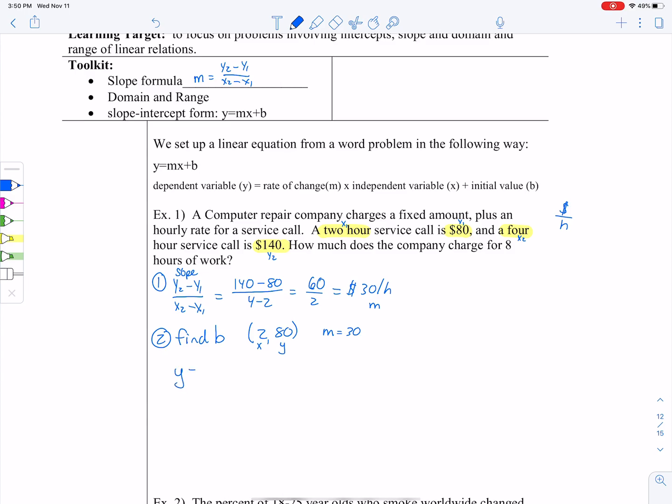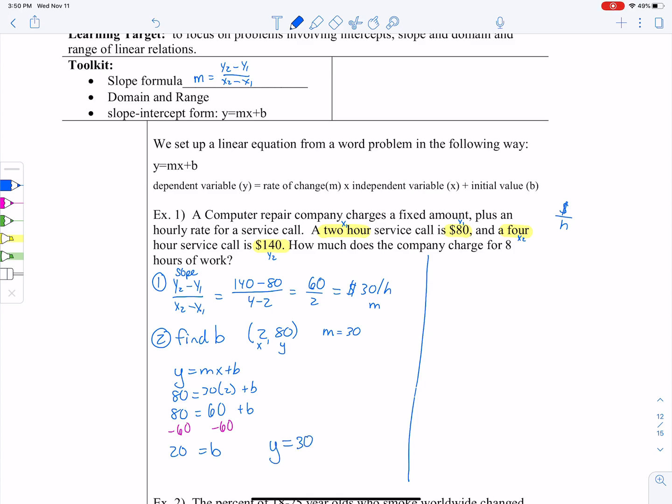So we get y is equal to mx plus b. So 80 is equal to 30, and then our x is 2, plus b. 30 times 2 gives us 60 plus b. Then we need to move the 60 to the other side. So we get 20 is equal to b. So the initial value is b. That means our final formula for this equation is y is equal to 30 for the rate of change x plus our initial value, which is 20.